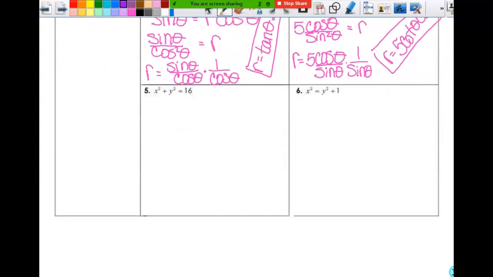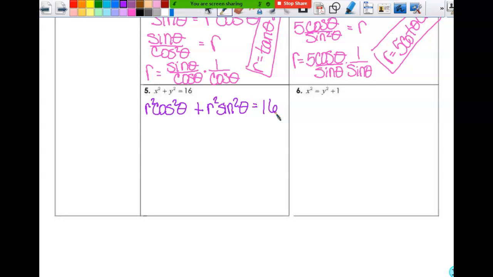So I've got x squared plus y squared equals 16. So I know that x is r cosine theta. So if I square it, I get r squared cosine squared theta, right? Plus the y squared is going to be r squared sine squared theta equals 16. Everybody okay with skipping that step where we put it in parentheses with the square? Just make sure you square them both.